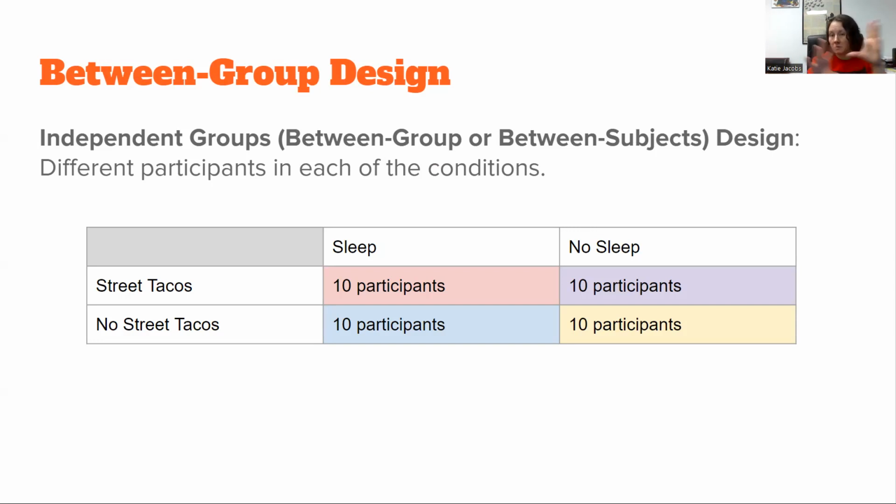To do a between group design, or sometimes you hear it referred to as independent groups design or between subjects design, they're all the same thing, we would need 40 participants so that each of the different conditions has different participants in it.